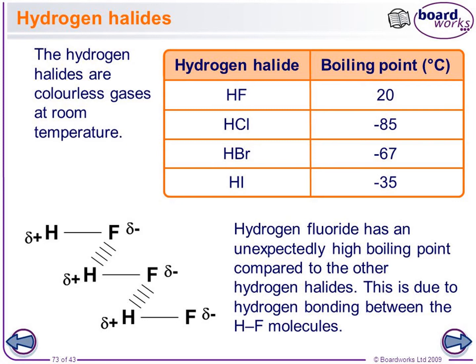This hydrogen fluoride has an unexpectedly high boiling point. The others are minus 85, minus 67 and minus 35, but hydrogen fluoride is 20 degrees Celsius. So compared to other hydrogen halides, hydrogen fluoride has the high boiling point. It is due to the hydrogen bonding between the HF molecules. This is all about the hydrogen halides.